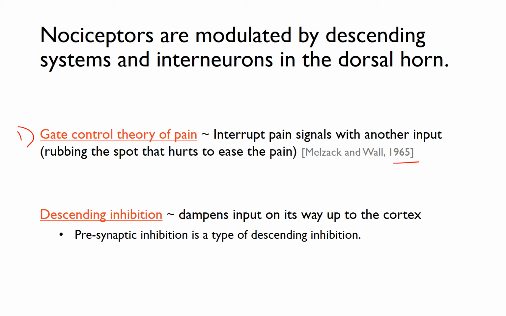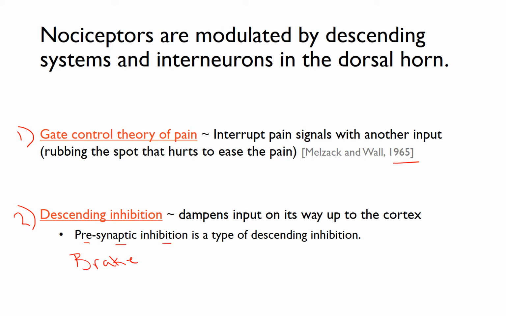The second is what we call descending inhibition. Descending inhibition is more about dampening, or you could even say putting a brake on the pain signal on its way that's coming up from the periphery up to the cortex. And there's a very specific type of descending inhibition known as presynaptic inhibition that we will also talk about.